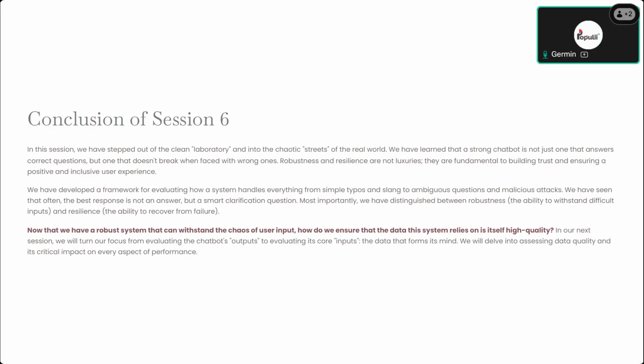Most importantly, we made a clear distinction between robustness and resilience. Robustness is the ability to withstand difficult inputs, and resilience is the ability to recover from failure gracefully. Both are essential for a chatbot to survive and perform well in the real world.